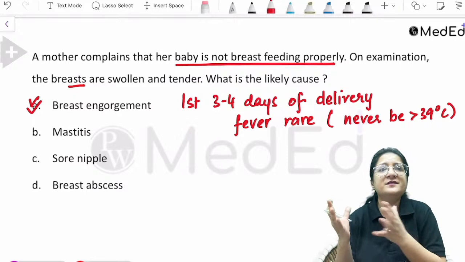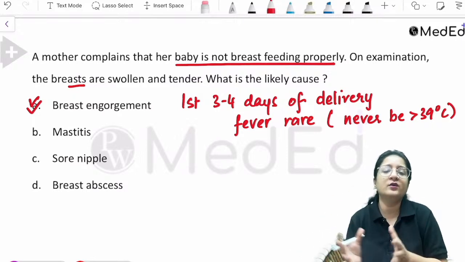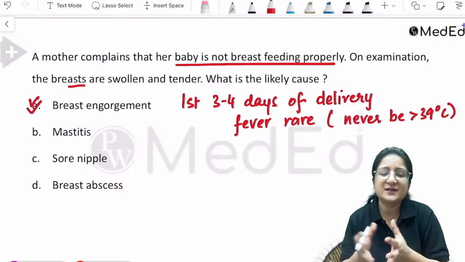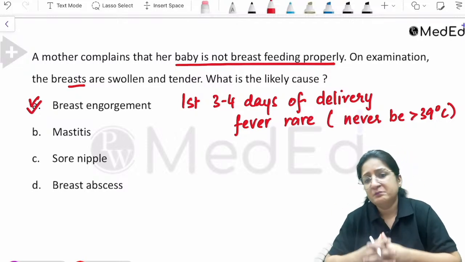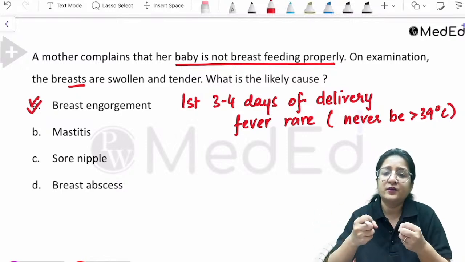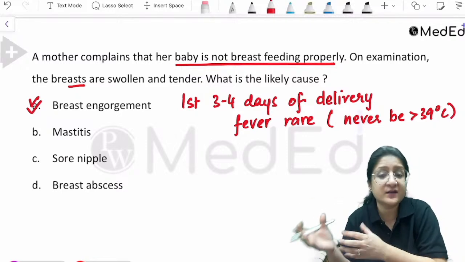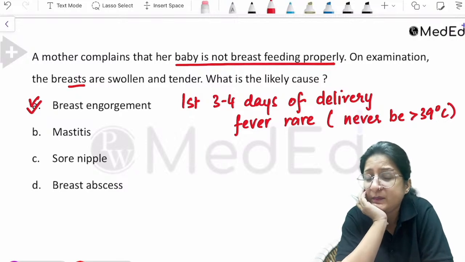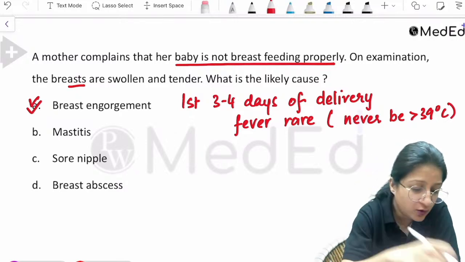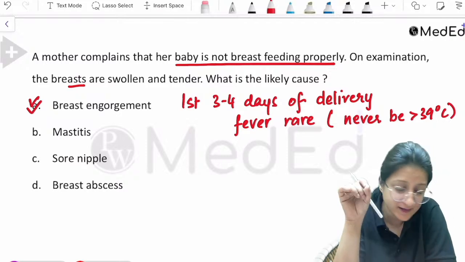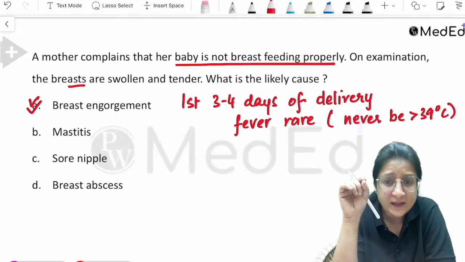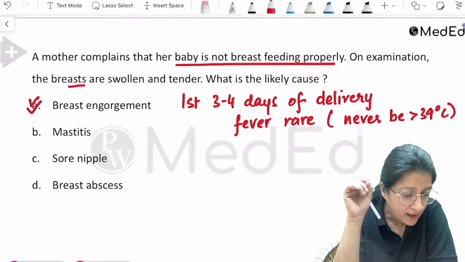So the management is very, very simple. We can give her analgesics for the pain. We'll ask her to manually express breast milk. Breast support is important, and breast pumps are also available in the market, which can be used. So the situation here is breast engorgement, right? So Mohit, you're rightly saying poor latching by the infant, that will lead to difficulty feeding and everything, right?